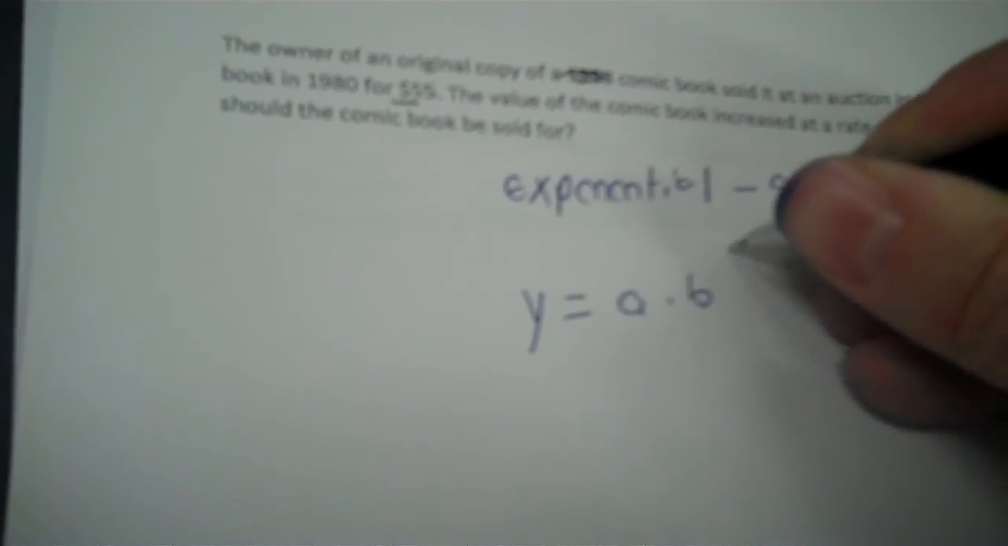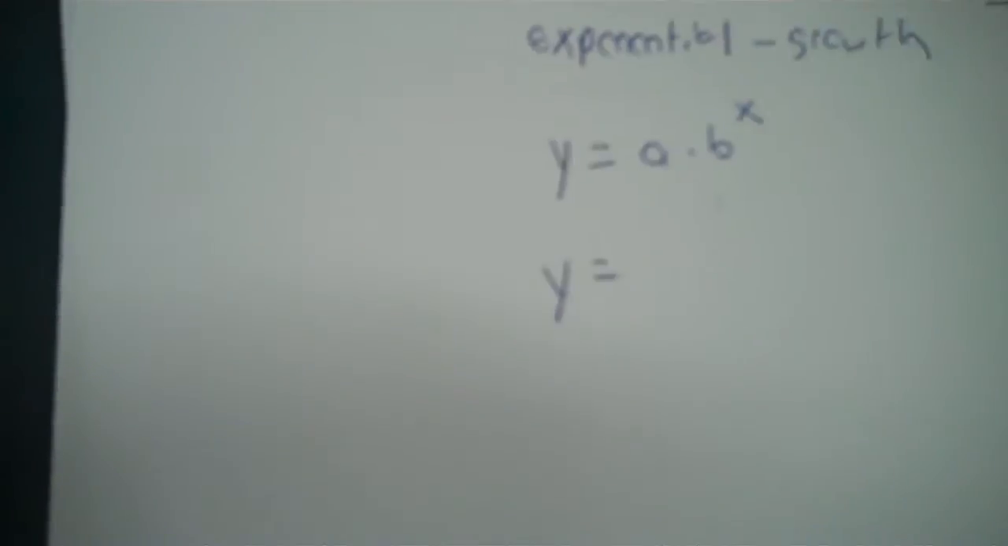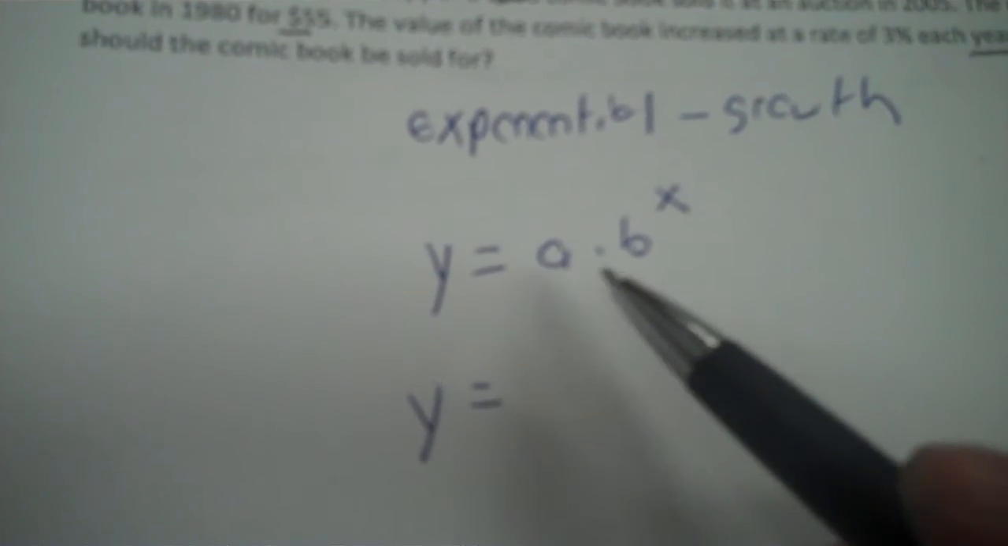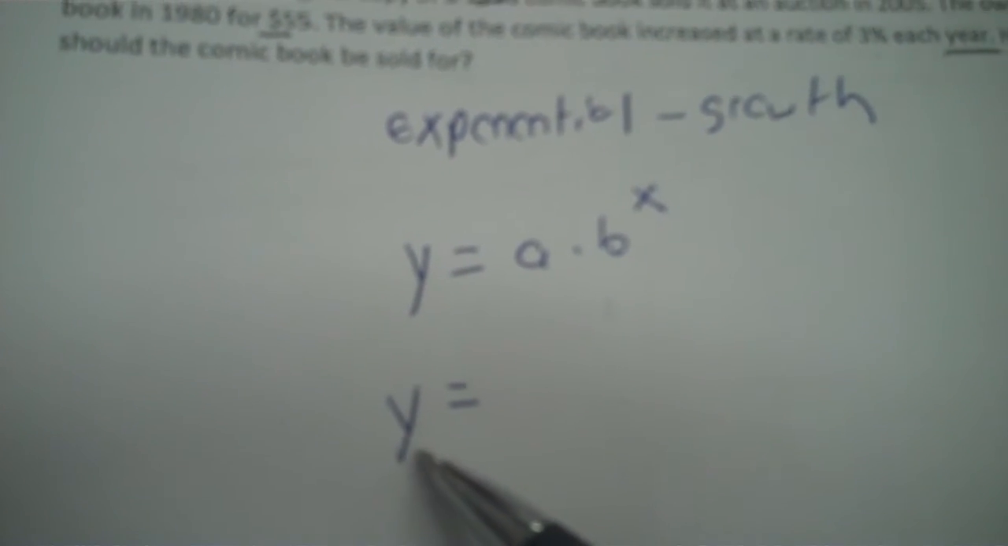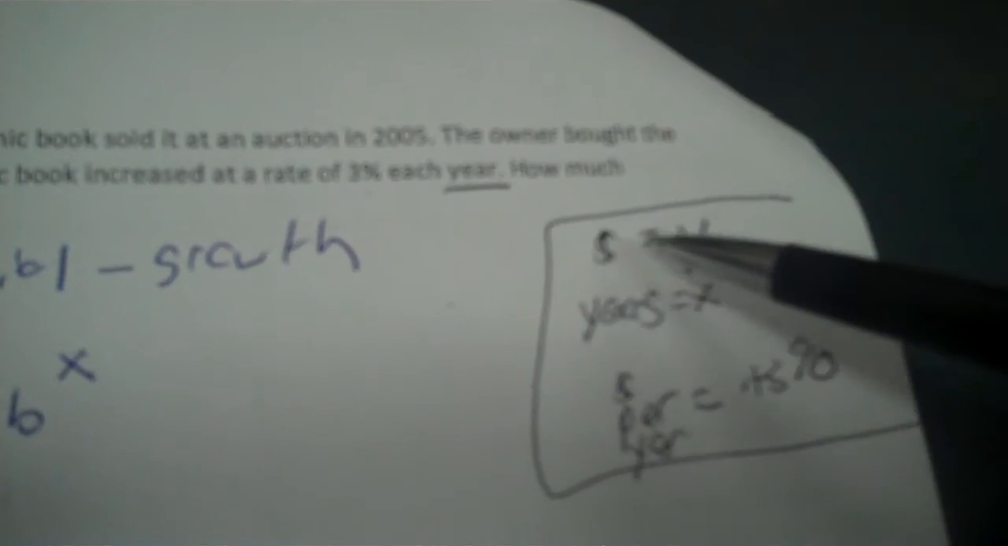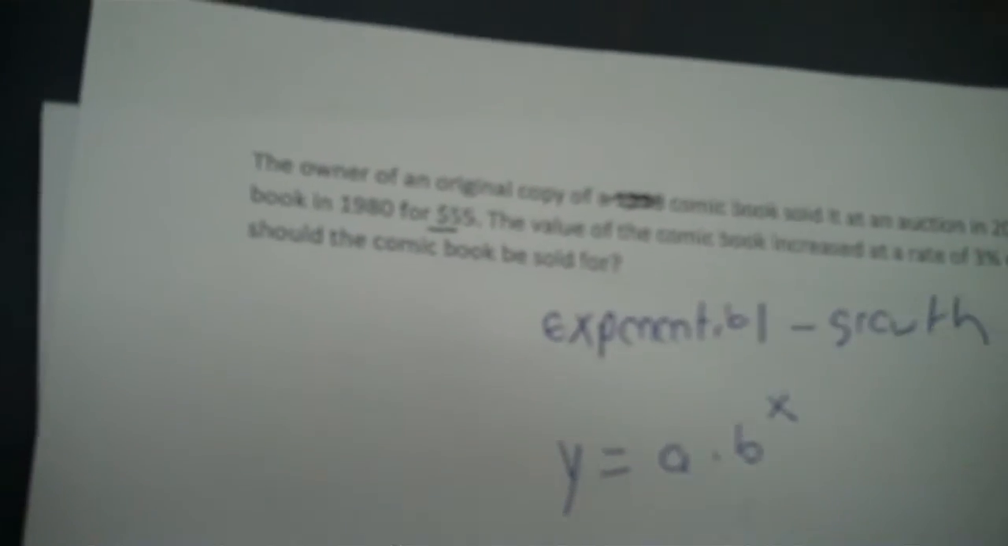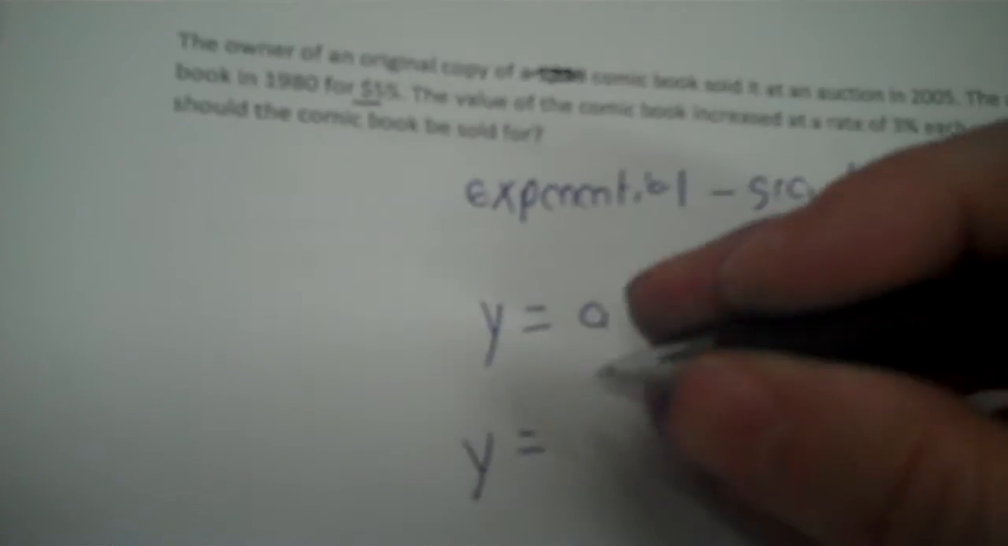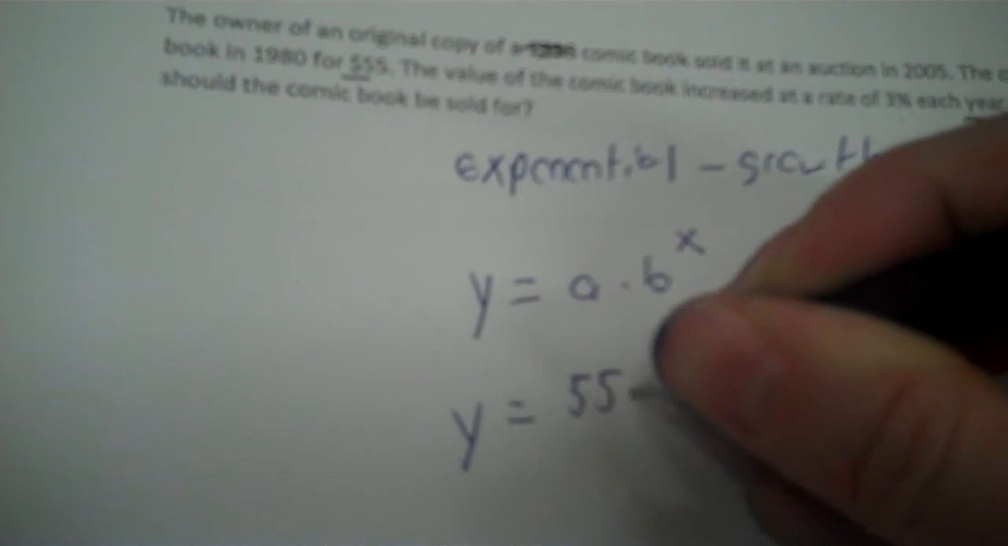You're not going to make a graph. You're going to put y equals a times b to the x power. Now I'll explain what to put in for those in a second. Now we're solving for the dollars, so I'm solving for the y. So I need y in this equation at all times. Now here's what the a means. The a is where the y started, so y is the dollars. How many dollars did it start with? It started with 55. So your a is 55.